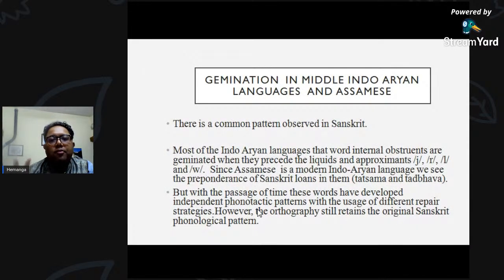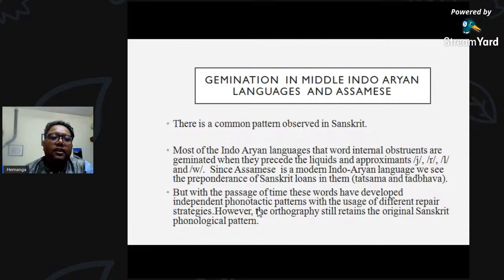So now one process we are going to see. We know Assamese has been derived from Sanskrit. And in the course of time, Sanskrit, Pali, Prakrit, Apabhramsa, and the modern Indic languages have arrived. So before discussing the gemination process in Assamese, let's see what is happening in the Middle Indic language patterns, especially Sanskrit.